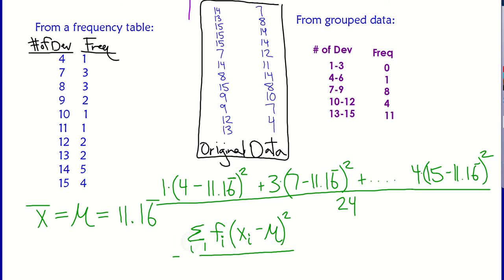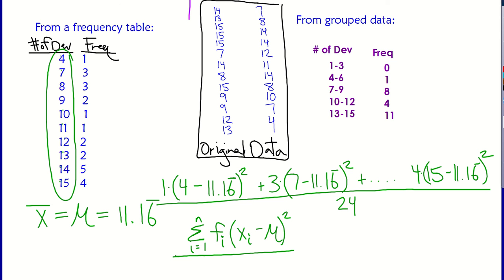In this case, n is not necessarily the total number of data values that I have, because n is going to be the number of distinct devices here. Since they each have their frequencies, that means I would only have 1, 2, 3, 4, 5, 6, 7, 8, 9, 10 different terms in that numerator. So n is not actually 24 in this case, but n is 10 since I had 10 different distinct values.